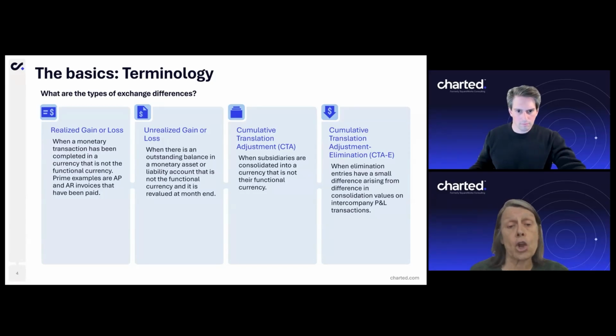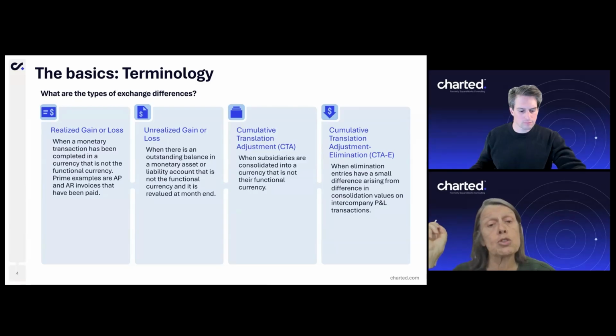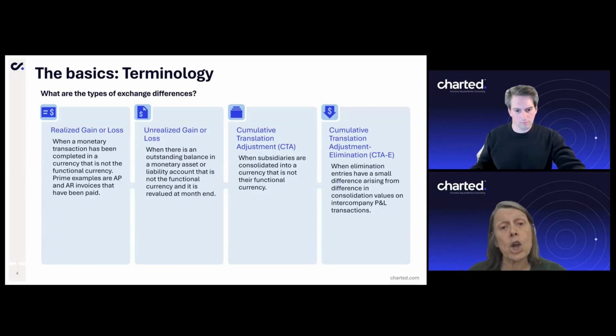That's so that I don't gross up my income statement and my balance sheet. The balance sheet should eliminate almost to the penny. The income statement might have some small differences because of how things are translated at month end. However, the differences that go into the elimination entry should be very small. That CTAE happens in an elimination entity only. It does not happen within the entity itself, and that is a key difference between CTA and CTAE.